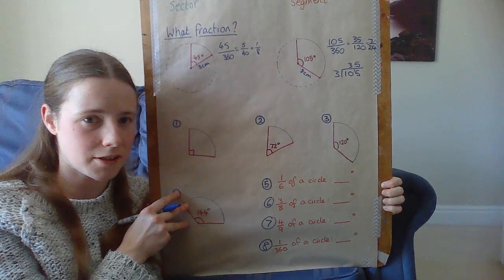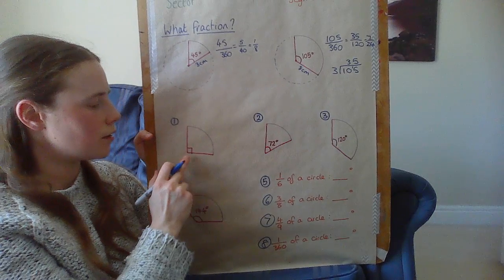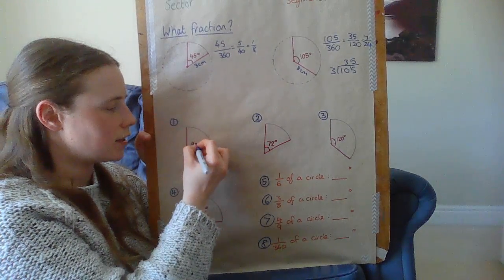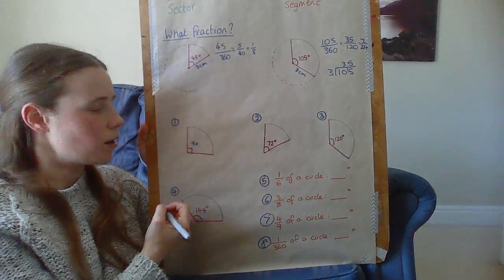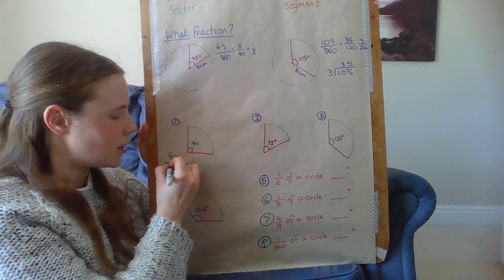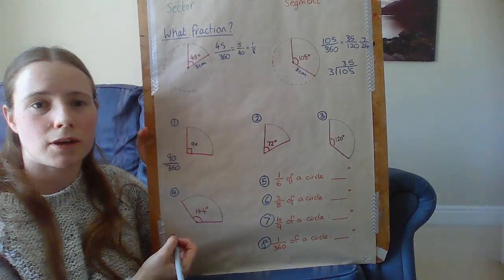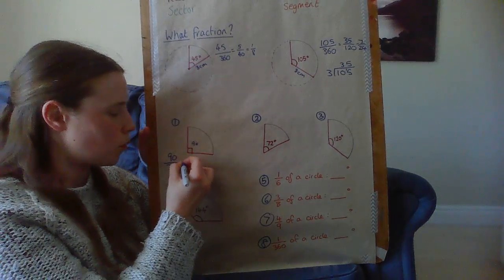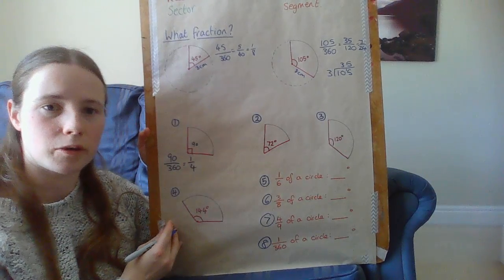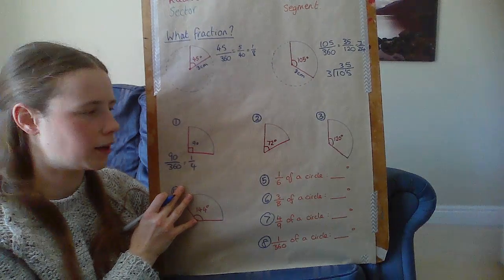Okay, so I'm going to go through the answers now. So for the first one, this angle here is 90 degrees. So you can either do it by writing 90 out of 360 and then simplifying it. But some of you might know straight away just by looking that 90 is 1/4 of a circle. Okay, but you can do it by simplifying.